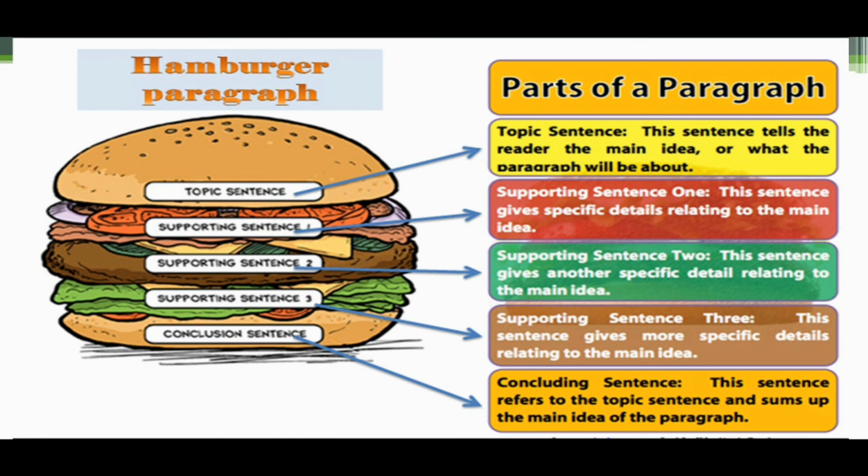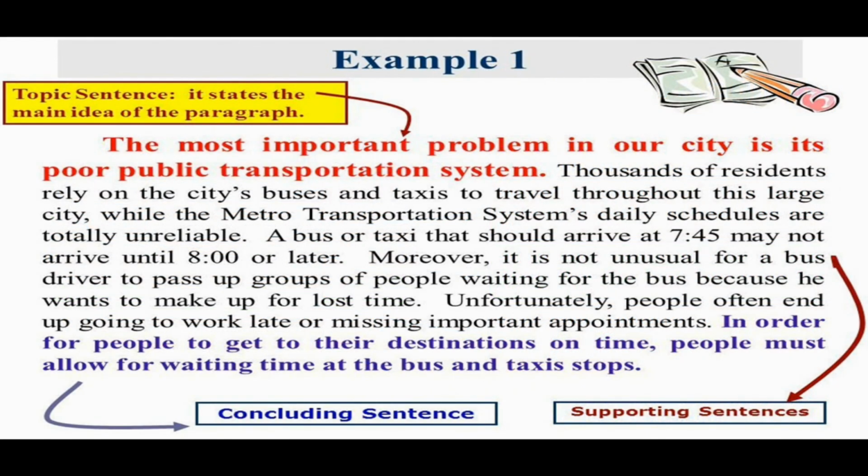Supporting sentence 1, this sentence gives the specific details relating to the main idea. Supporting sentence 2, this sentence gives another specific detail relating to the main idea. Supporting sentence 3, this sentence gives more specific details relating to the main idea. And in the end, concluding sentence, this sentence refers to the topic sentence and sums up the main idea of the paragraph.